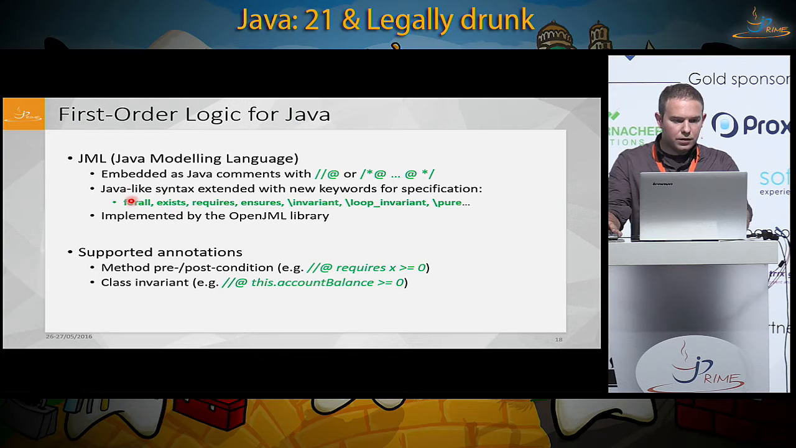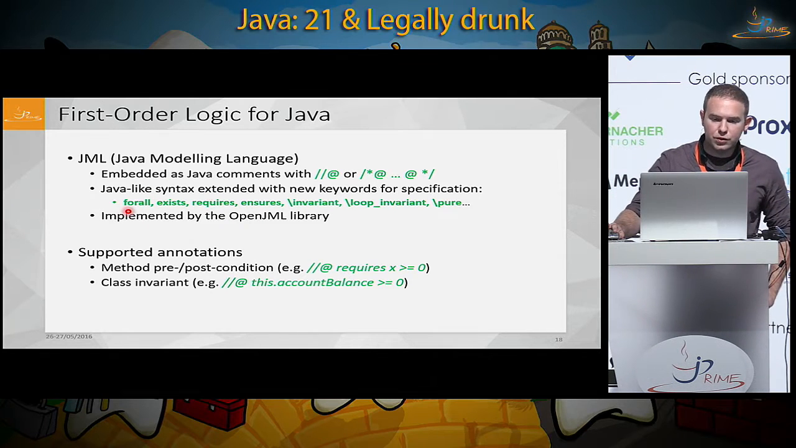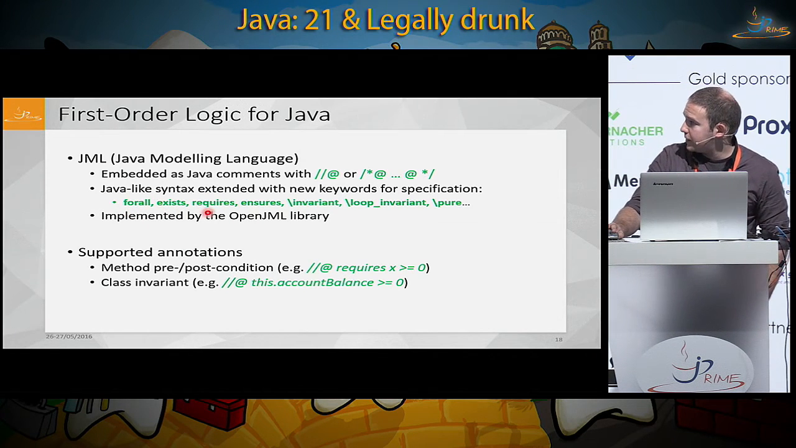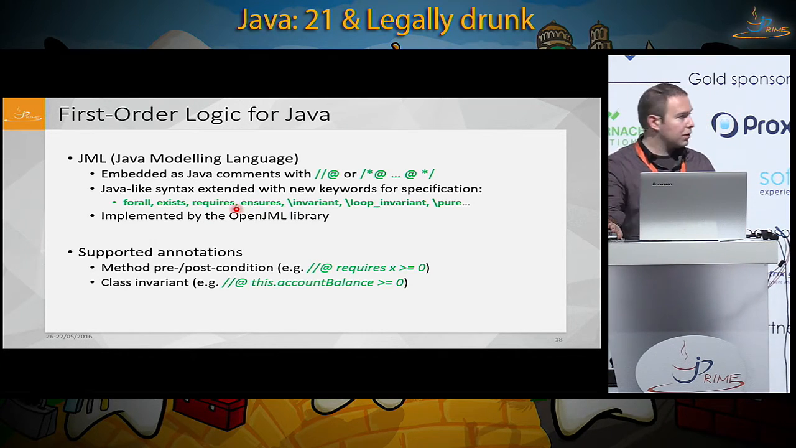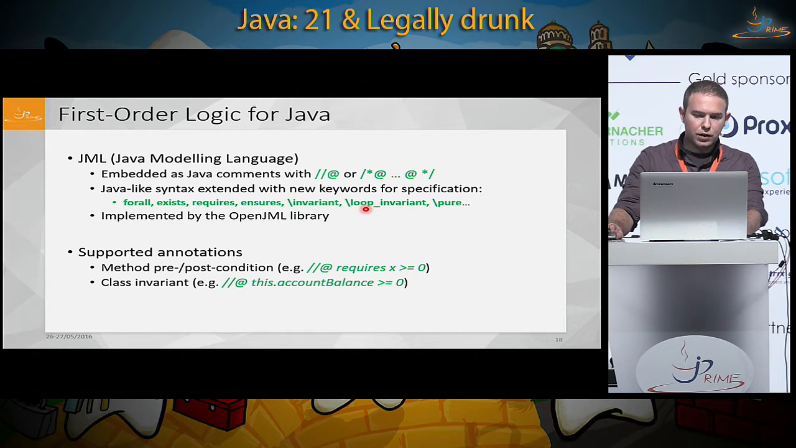It provides a Java-like syntax, but it introduces some new keywords which have to do with first-order logic. For example, forall, exists, requires and ensures allow us to define preconditions and postconditions for code execution. We can define invariants in our code, so these are class invariants. We have loop invariants. And we have the pure annotation, which asserts that a method has no side effects.